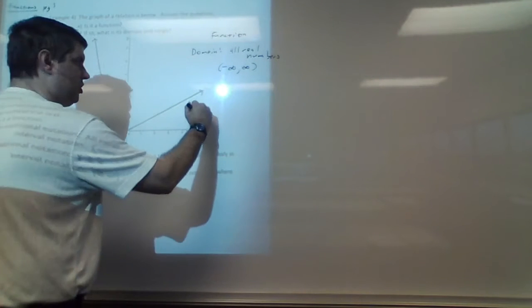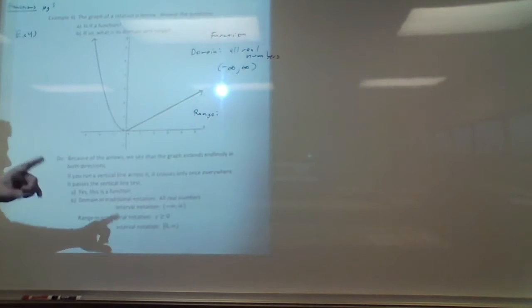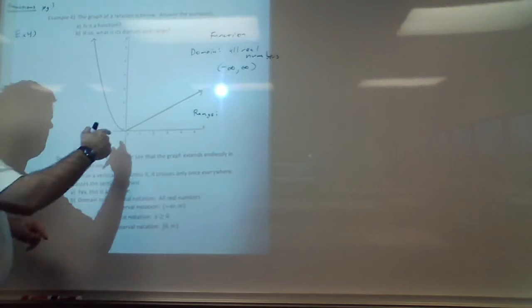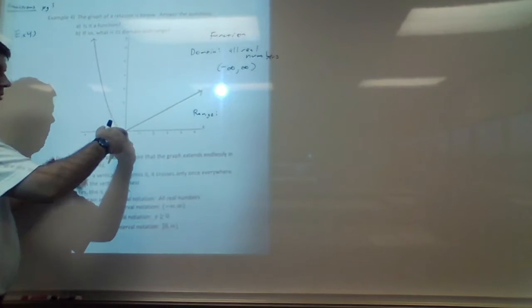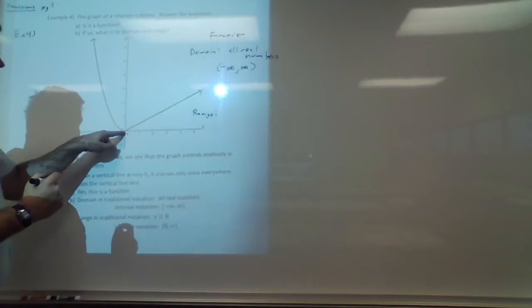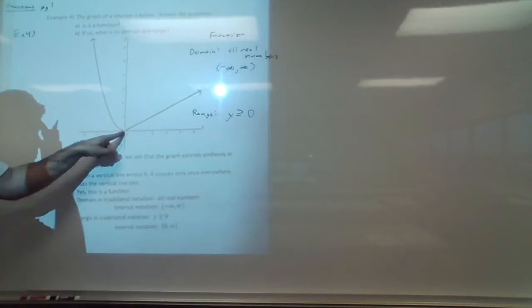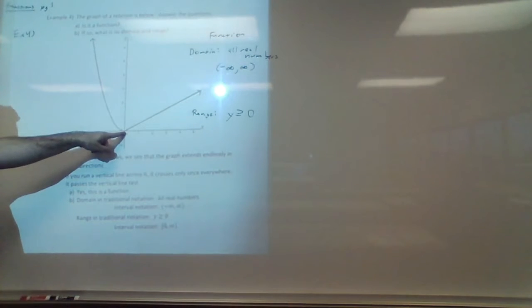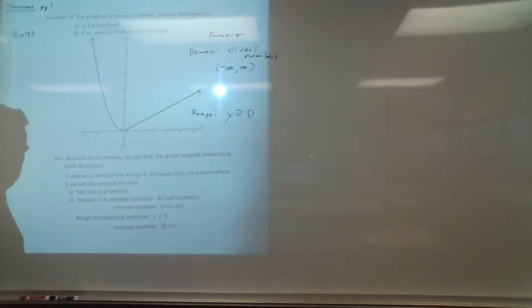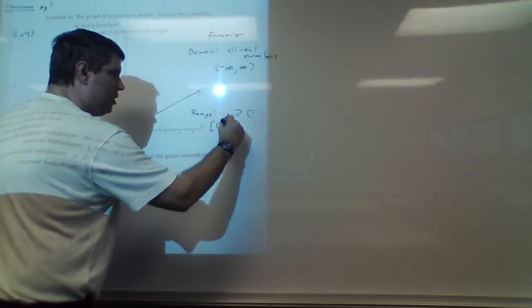The range, well, that's a different story because that's the low point. Okay? That's the lowest y value. There's no limit to how high the y's can go. Okay? So it's y is greater than or equal to 0. Okay? Because that's the lowest y, but the y's can be forever up. Okay? In interval notation, that would be described as 0 to infinity.